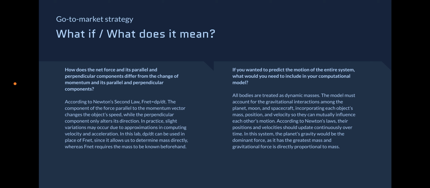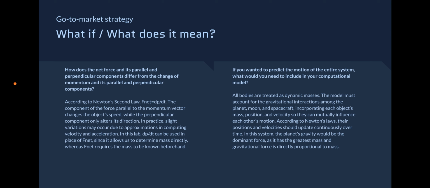In this lab, dp over dt can be used in place of F net since it allows us to determine mass directly, whereas F net requires the mass to be known beforehand. If you wanted to predict the motion of the entire system, what would you need to include in your computational model?